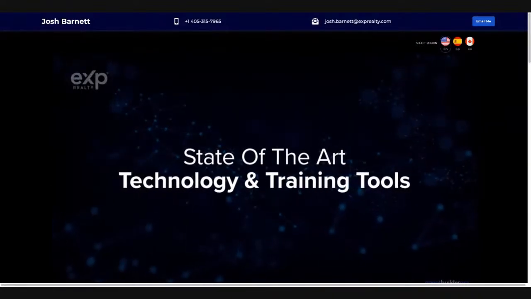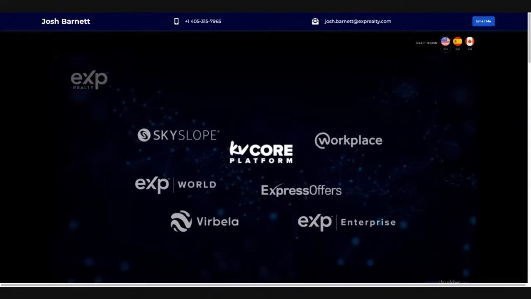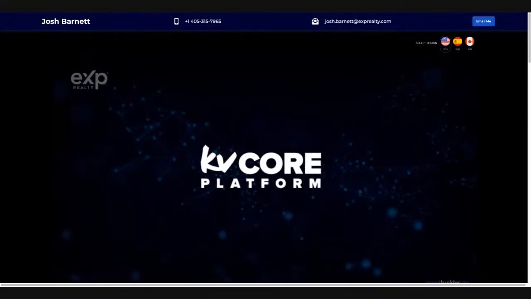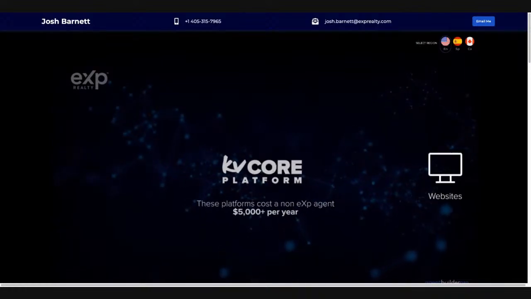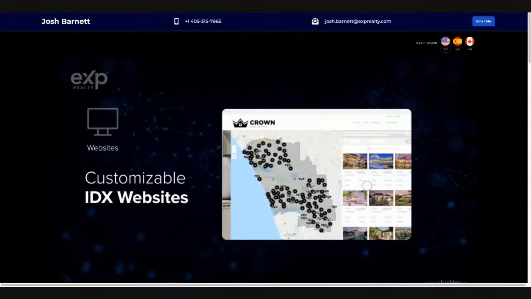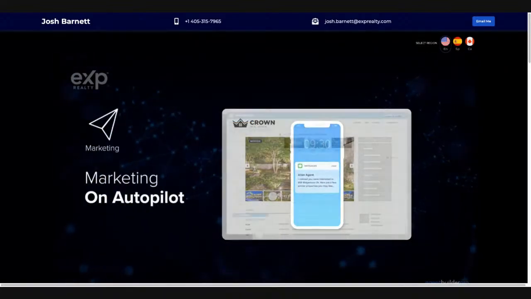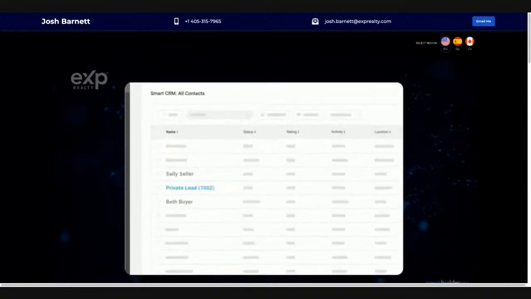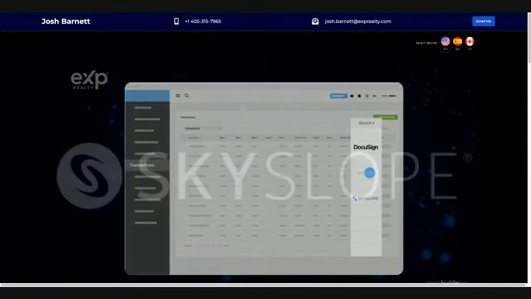eXp is at the forefront of technology. Every agent gets their own lead generation CRM system called KV Core. For a non-eXp agent, it could cost over $5,000 a year. This industry-leading system provides you with a behavioral-driven, personalized IDX website, CRM, email, and text campaigns. You'll always be notified of your contact's behavior, helping you convert and close more transactions.